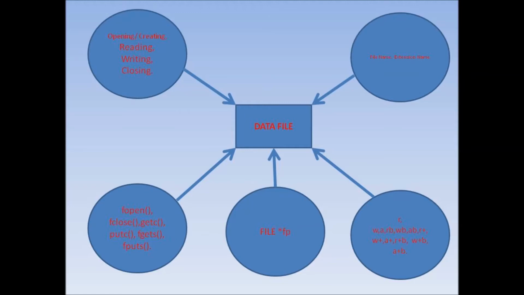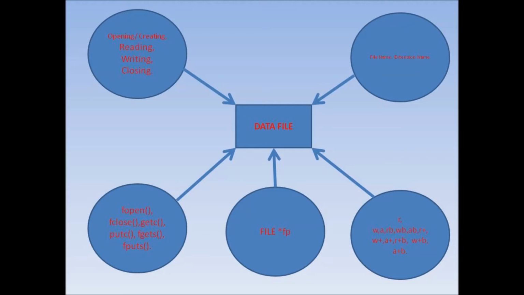Different functions of C are used to work on files. Now I'll tell you some of the functions which are very useful while working with a file in C programming language. One function is fopen. What is the function of this fopen? It creates a new file for use. That means whenever we need to create a new file, this fopen function is used.